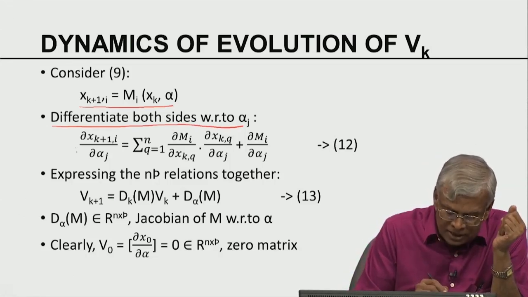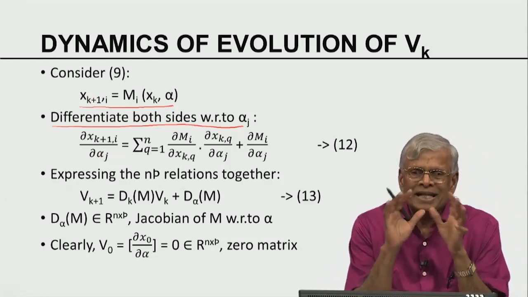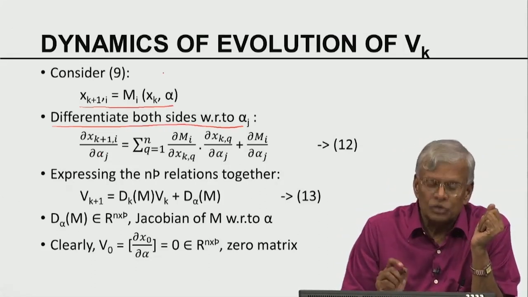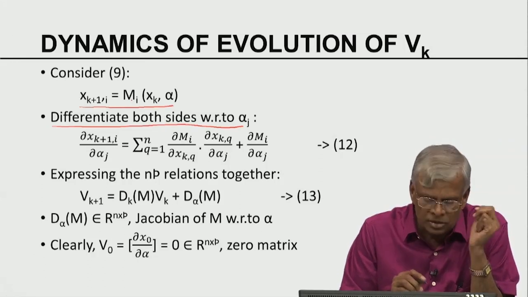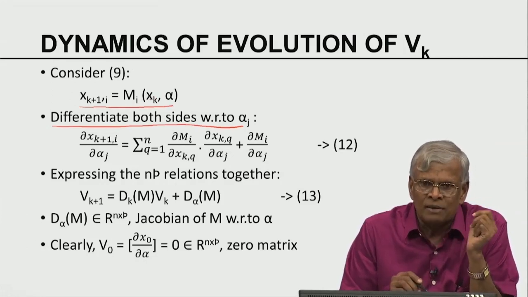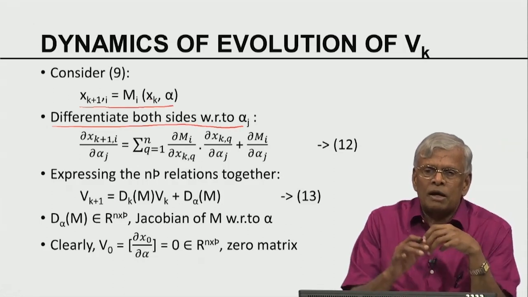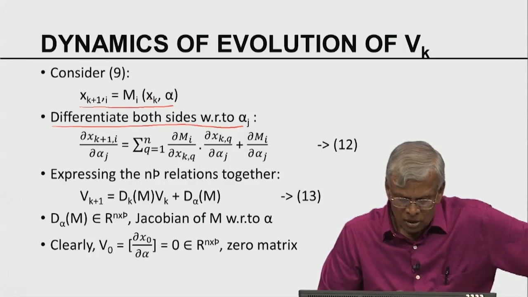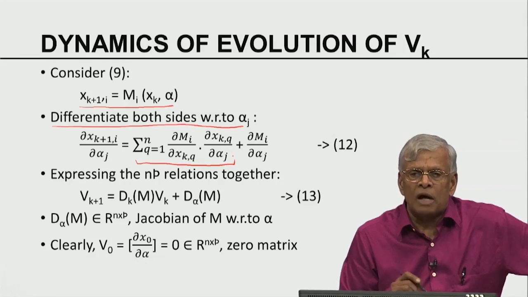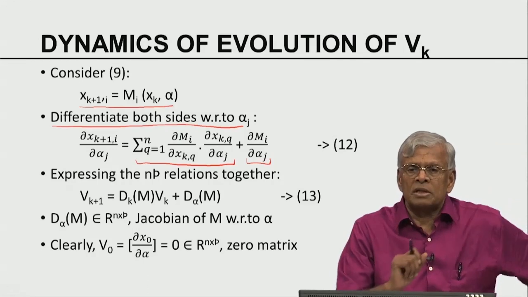So therefore, the left hand side is simply the derivative of this scalar with respect to alpha. The right hand side is slightly different from the previous derivation. Xk depends on alpha, so Mi depends on alpha in two ways. Mi depends on alpha directly. Mi also depends on alpha indirectly through xk. So one is the direct term, another is to be obtained by chain rule. This is the term that comes from the chain rule to accommodate the implicit dependence. This is the explicit dependence.